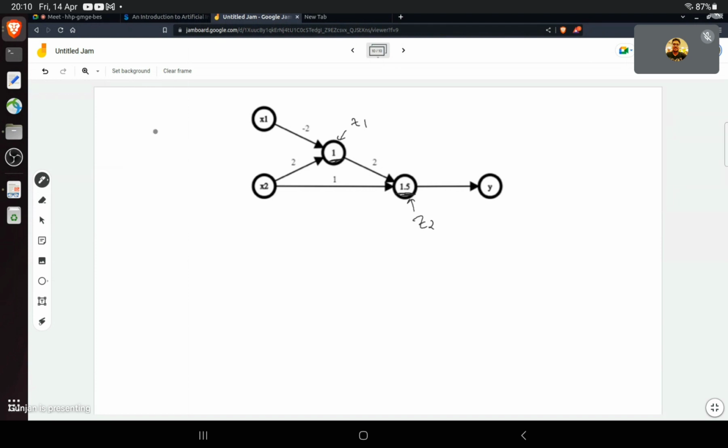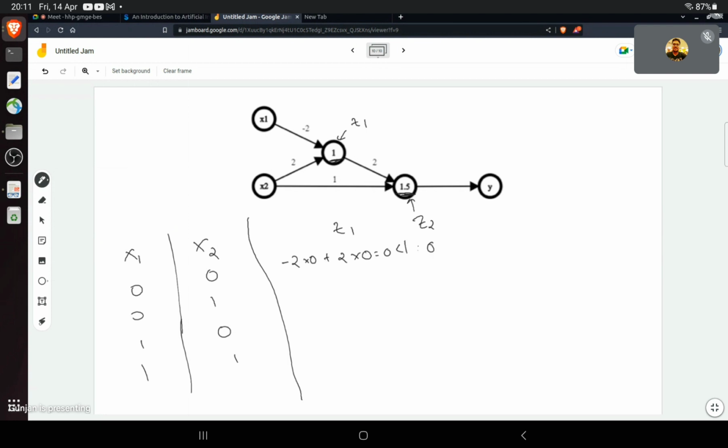Okay, anyways, let us compute this question. Since x1 and x2 can be binary inputs, I'll just keep them 0 0, 0 1, 1 0 and 1 1, right? So for these values, what will be the value of z1? The value of z1 will be minus 2 times 0 plus 2 times 0. So this will be 0, and since it is less than 1, the final output will be 0.